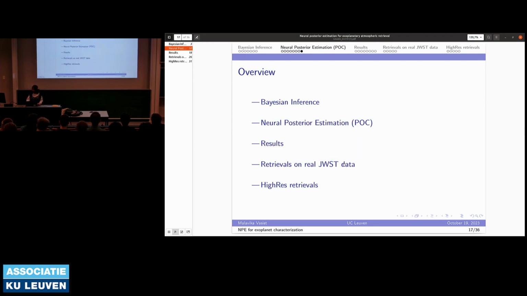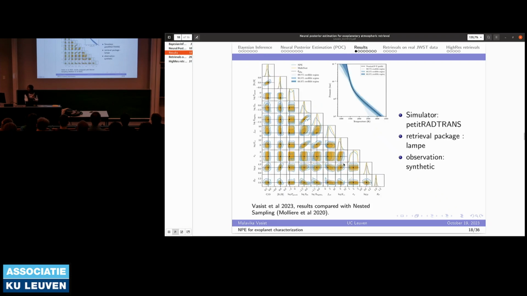So yeah, what can you do with this? We tried comparing it with nested sampling. Here in orange, you see nested sampling posteriors, and in blue, you have the neural posterior estimation posteriors, and these are the 2D marginals of the posterior distribution. This was a cloud model with 16 parameters.